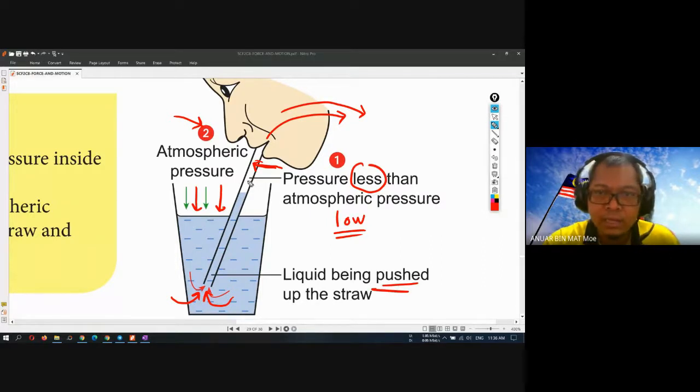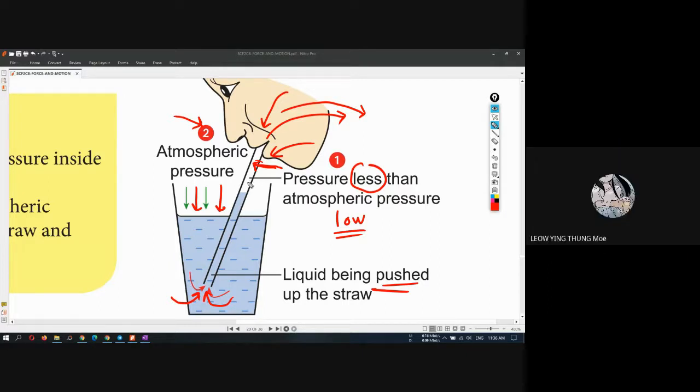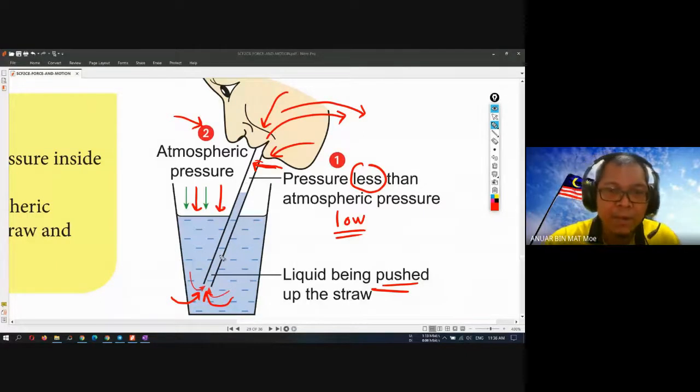Okay? Can you understand this? Again, if we blow out, we add more air inside the straw. We do not suck the straw. If you blow, meaning that you add more air inside the straw, the air pressure inside becomes higher when you blow it. Then the water inside the straw will be pushed out. Right? You must understand this.